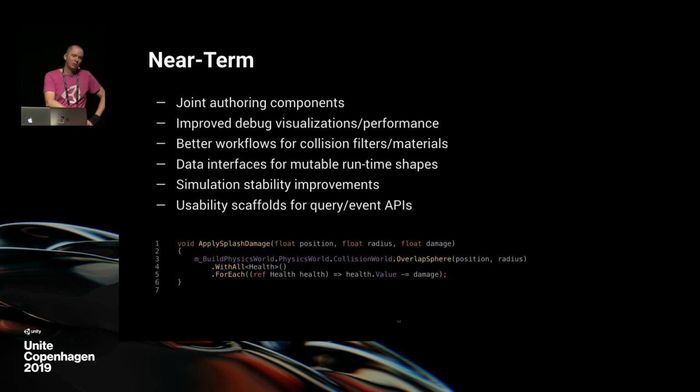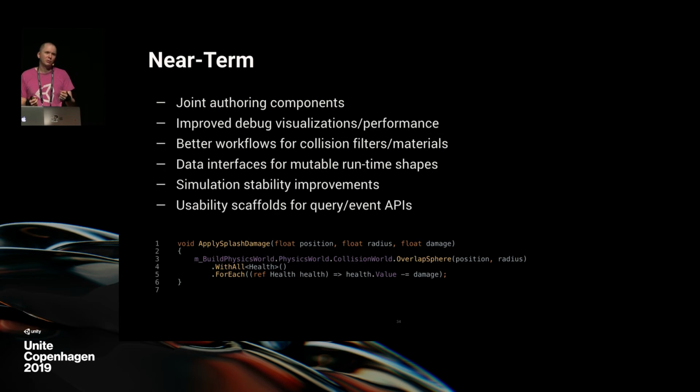So, the thing I was showing you here where you can visualize the bounding boxes and so on, we want to make sure that that scales to really large environments and you don't take a significant performance penalty when you want to try to debug aspects of your physics. We're going to be working on some improvements to workflows around collision filters and materials so that you get better feedback ahead of time about what things I should expect this object to respond to and what things it will ignore. And we're going to add some data interfaces for mutating shapes at runtime.